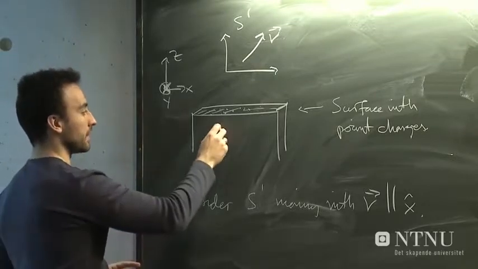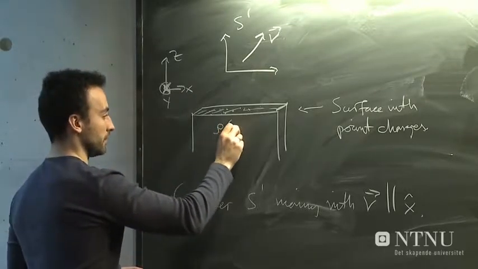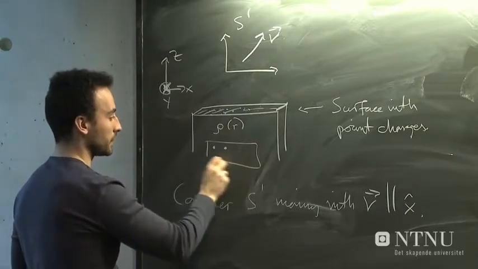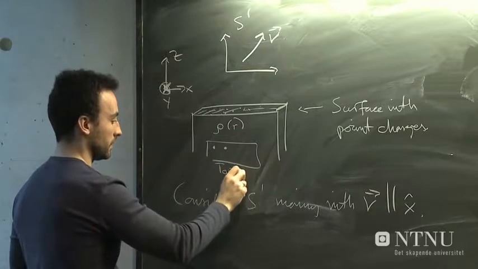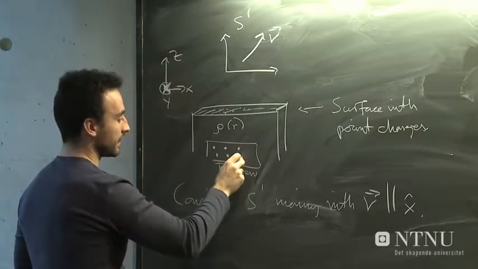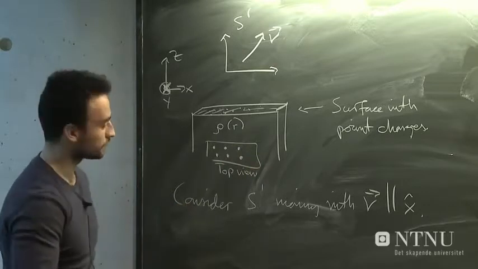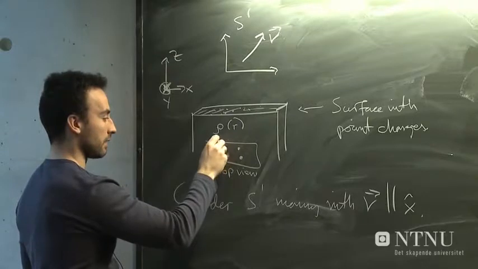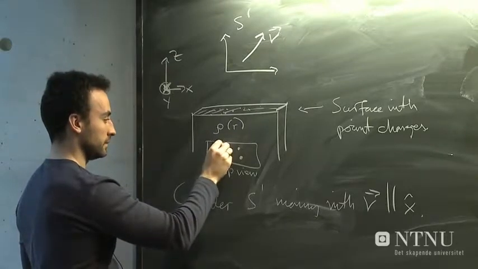So here we have some distribution of charge. So we have some charges. If we now consider a top view, let's say they are neatly arranged like this. So they have a separation here, L0.